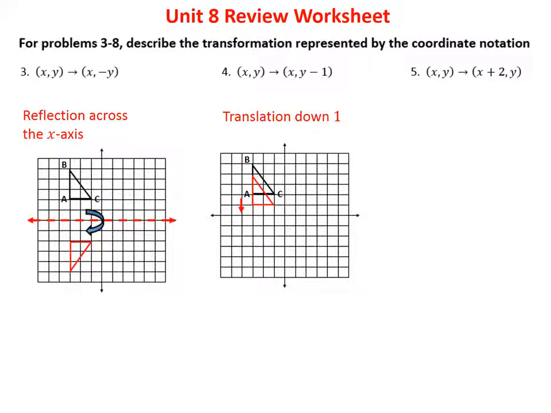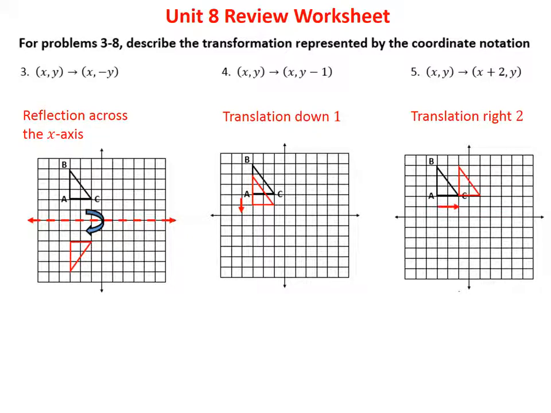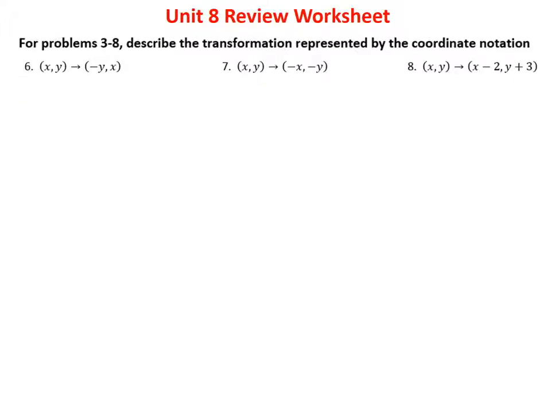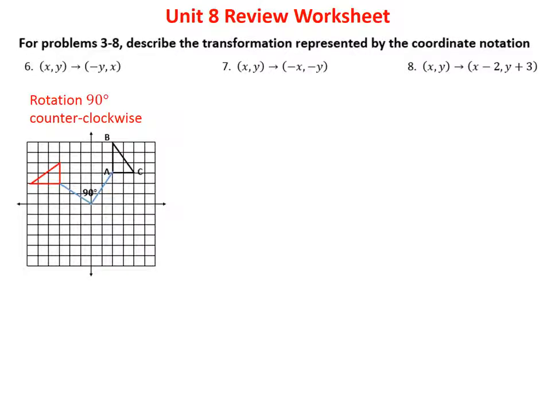On the next one, we do the same thing, but with the x. Notice the x changes by adding 2, which means I'm going to shift 2 to the right, but y stays the same. So this is a shift of the triangle 2 to the right. In number 6, we have an interesting thing where x and y actually change places and one becomes negative. This is actually a rotation 90 degrees clockwise.